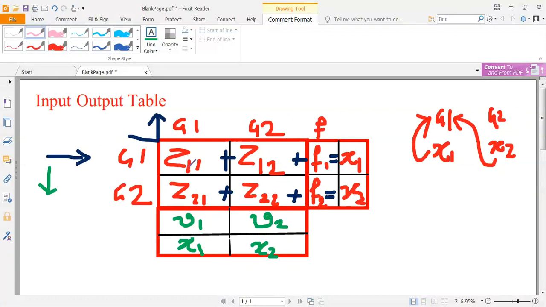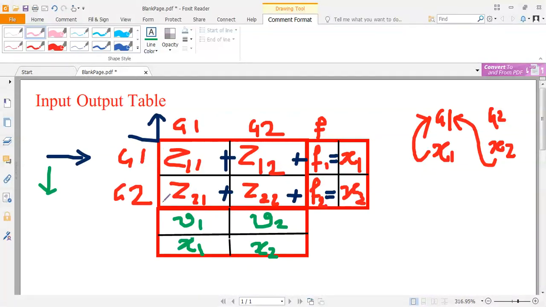Z11 is the amount of raw materials that was used by sector 1 from its own output. So the Z11 was used in the production of actually G1. So this is the part that produces, and these are the sectors that the raw materials move into. So Z11 is actually used by sector G1. The Z11 amount of input is used by the first sector, and Z21 is the amount of the output of sector 2, which is used in the production of Z1.